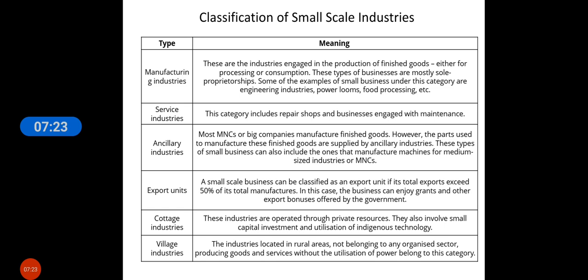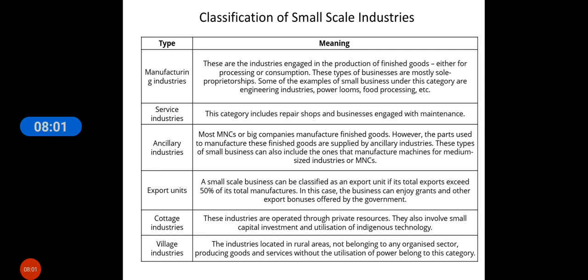There are various classifications of small scale industry like manufacturing industry, service industry, ancillary industries, export units, cottage industries and village industries. Manufacturing industries means these are the industries which are engaged in production of finished goods either for processing or consumption. These types of business are mostly sole proprietorship, and some examples are power looms, food processing, etc.